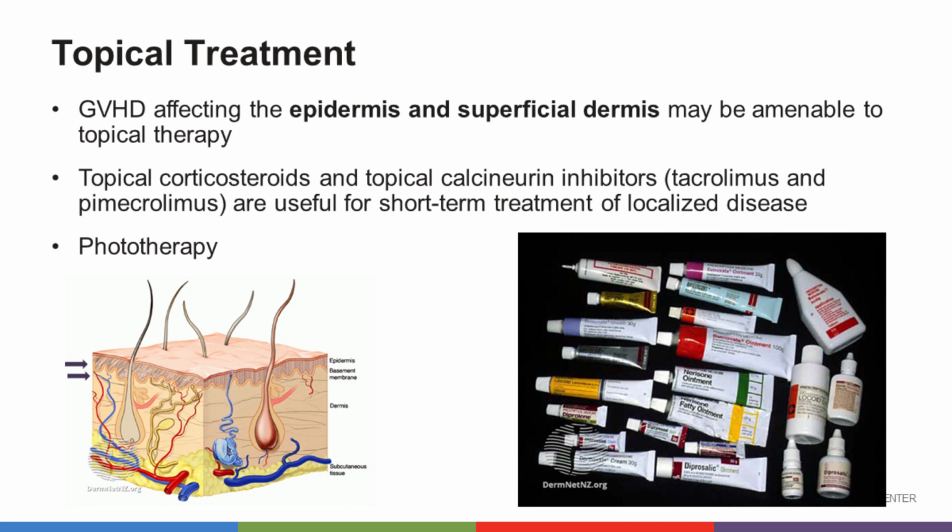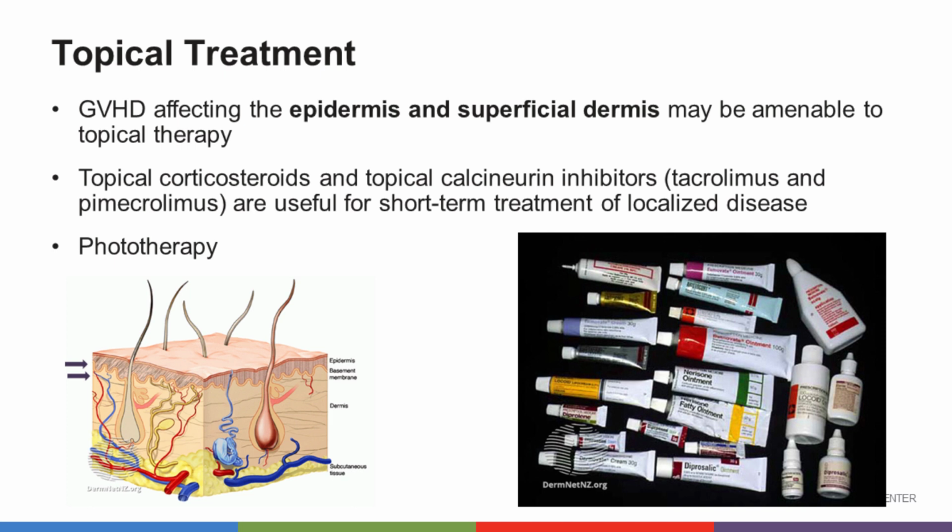When we see graft-versus-host disease that affects the top layers of skin, the epidermis and the superficial dermis, that may be amenable to topical therapy. When we have graft-versus-host disease that affects the fascia or the fat or the deep dermis, you can't get those creams in there. So it's not so amenable to using topical therapy or creams. So the two major topical therapies that we use are topical corticosteroids, and I'll talk a little bit about that, and topical calcineurin inhibitors. And those are things like the tacrolimus that you'll sometimes take systemically.